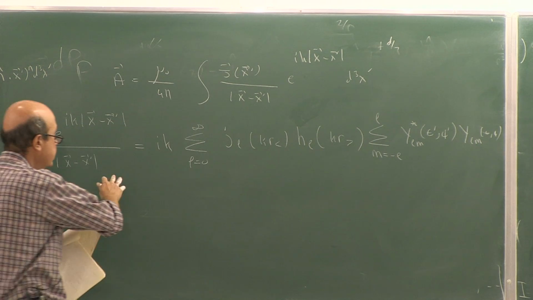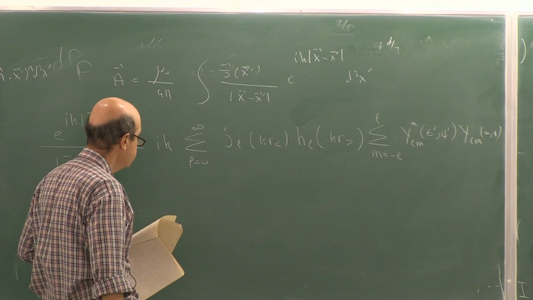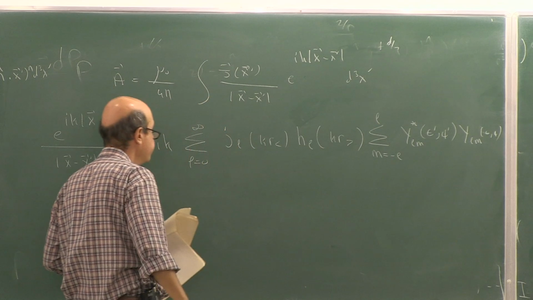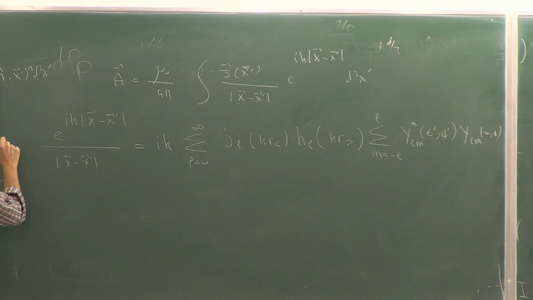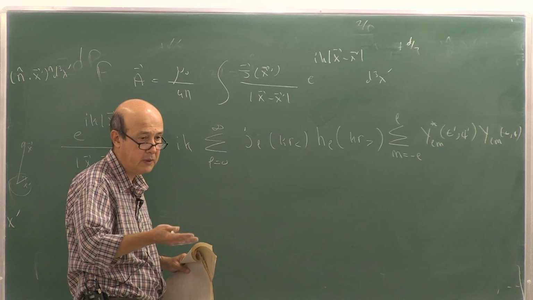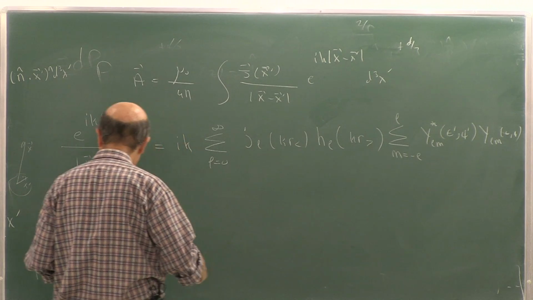So if you plug this information in here, you have to use what is r to the smaller and r to the greater. Basically, if you say x prime is the source region, x is much greater than x prime. So do you remember what is r to the smaller and what is r to the greater? One of them should be r prime, the other should be r. You remember this from last time.